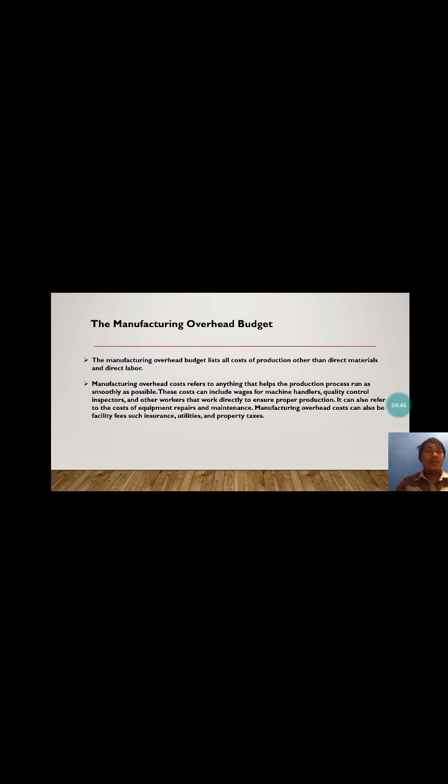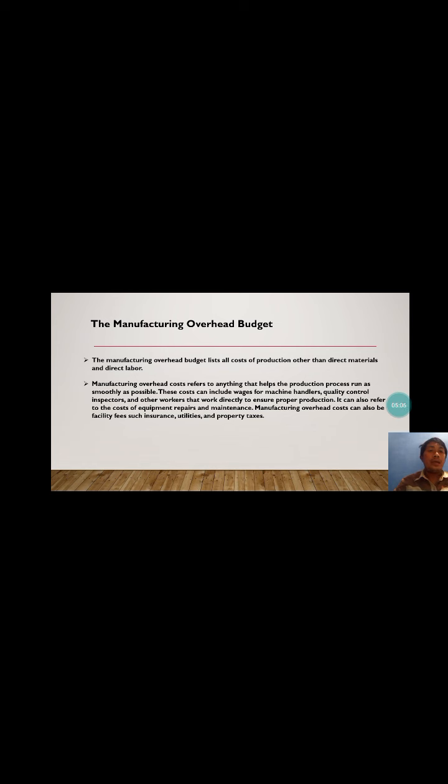Next is the manufacturing overhead budget. The manufacturing overhead budget lists all costs of production other than direct materials and direct labor. Manufacturing overhead cost refers to anything that helps the production process run as smoothly as possible.